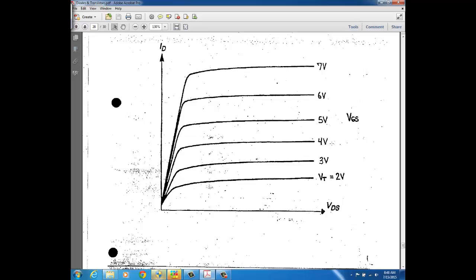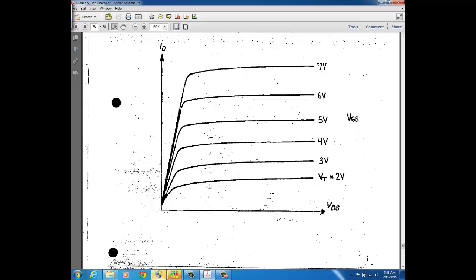So here's a fundamental difference between BJTs and FETs. BJTs, as we discussed before, are current control devices. We're controlling a collector current with a base current. FETs, like a MOSFET, are voltage control devices. We're controlling a current through a channel, which is your drain current, with a voltage across the gate to source. This gate to source voltage determines the resistance of the channel, which thereby determines how much current is flowing through the channel.